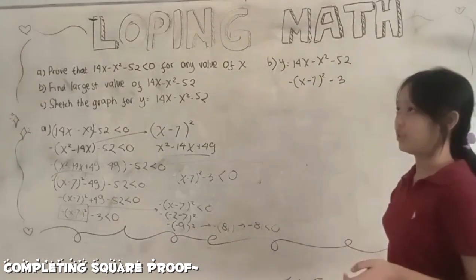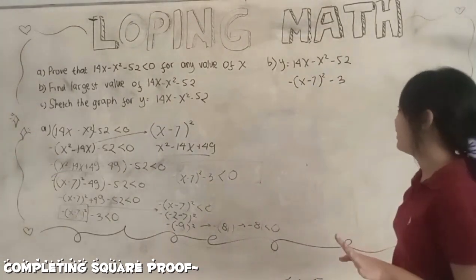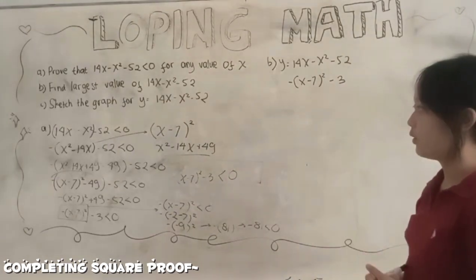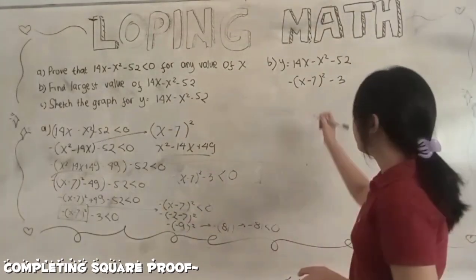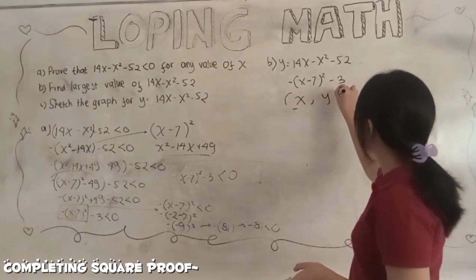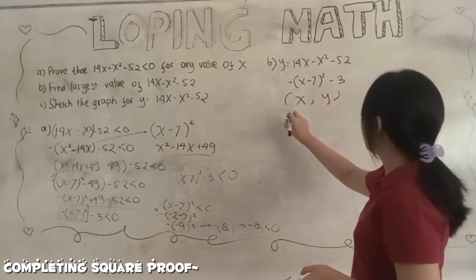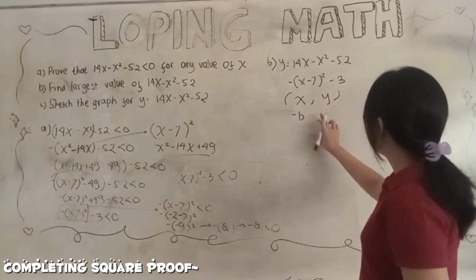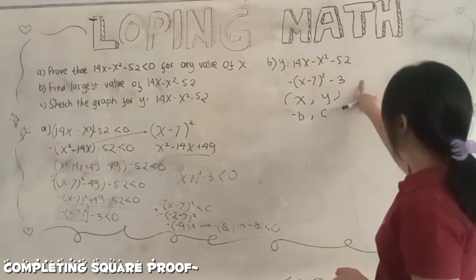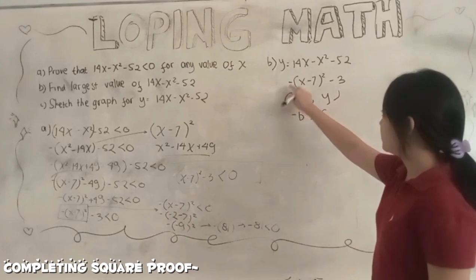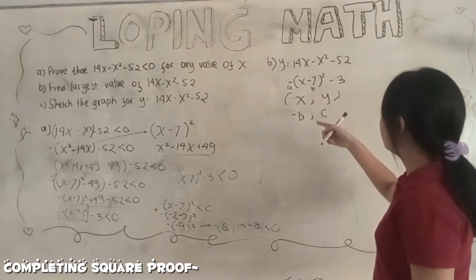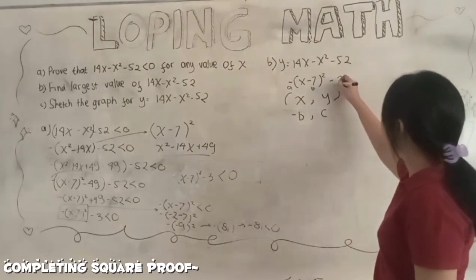So there's actually a formula that will make your life simpler. So this is the formula. If you want to find the largest value of x and y, we have this formula, which is x, y right here. So x is actually minus b, and then y is actually the c. You have to remember that in the quadratic form, this minus represents a, so the a is minus 1, and then the b is minus 7, and then minus 3 is c, okay?